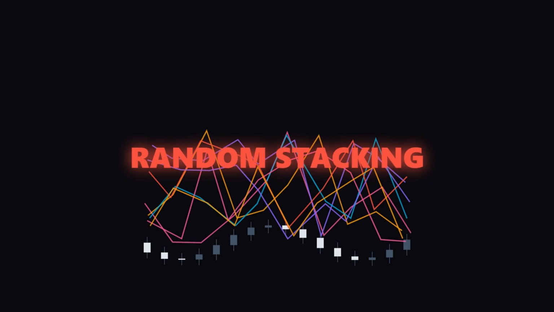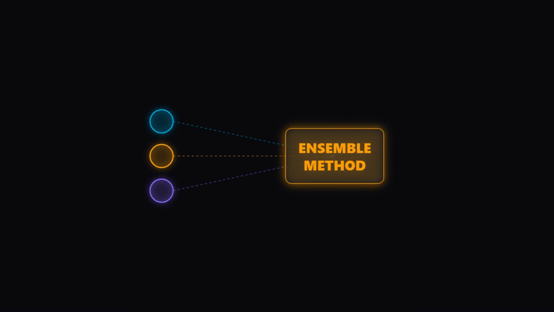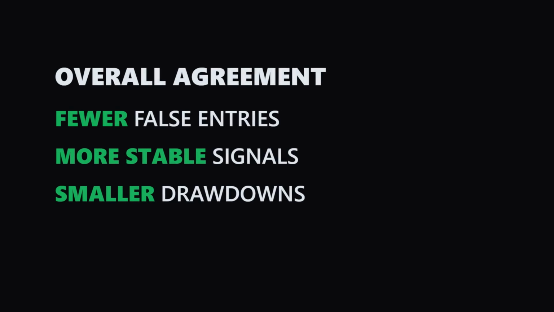But the biggest shift for me came when I stopped relying on individual indicators altogether and started using what's called an ensemble method. The idea is actually very simple. Instead of asking one indicator for an answer, you ask several. Each indicator gives a score, +1 for a long signal, 0 for neutral, and -1 for a short signal. Then you combine all of those scores into one final reading. And that's where things become much more powerful. Instead of reacting to one noisy signal, you're looking at the overall agreement between multiple indicators. That means fewer false entries, more stable signals, smaller drawdowns, and strategies that hold up much better when market conditions change.